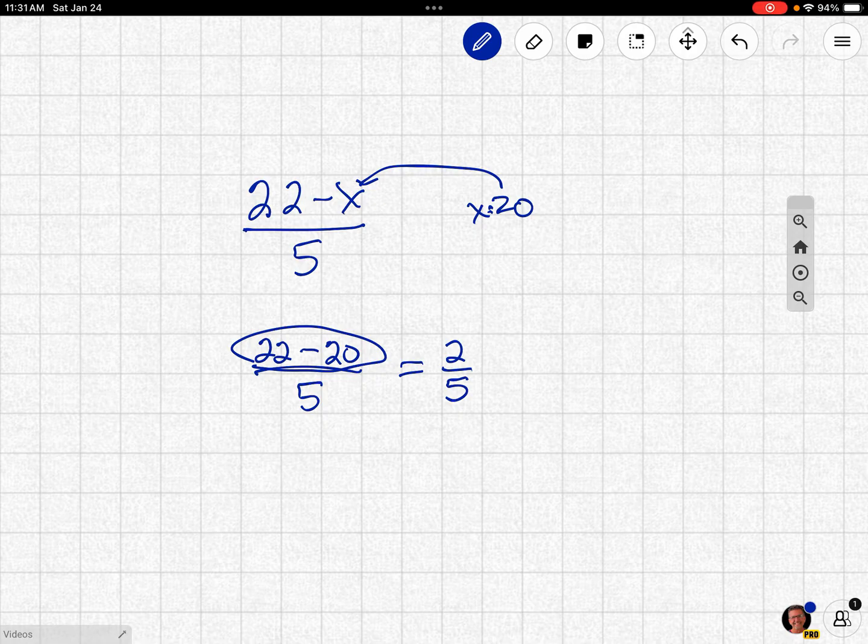You might be going like, what? You can have a fraction answer? Of course you can. You can have decimals, fractions, anything you want.